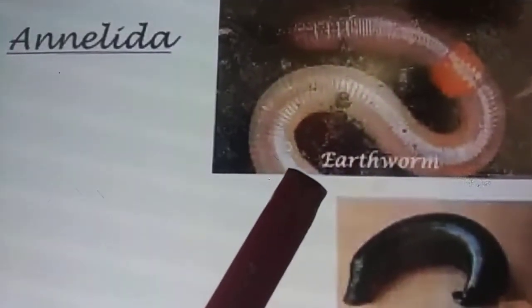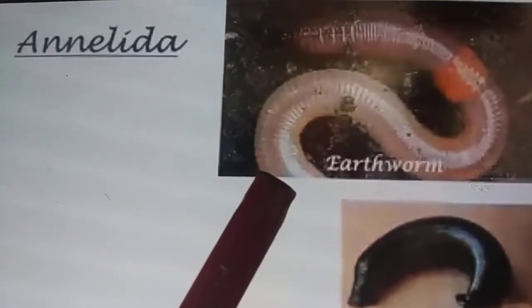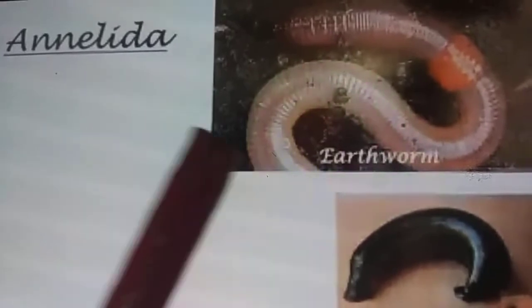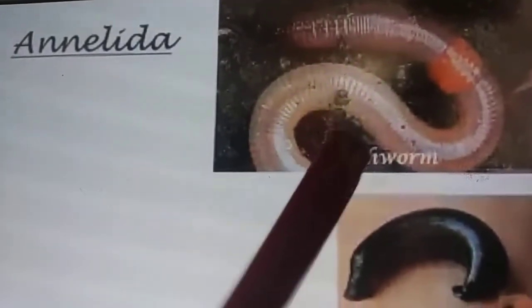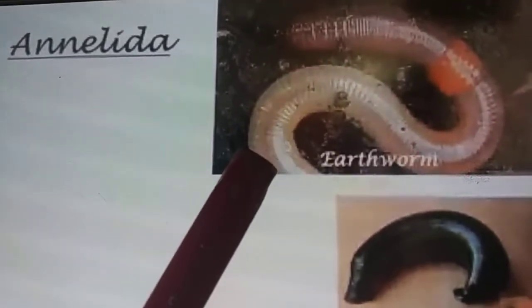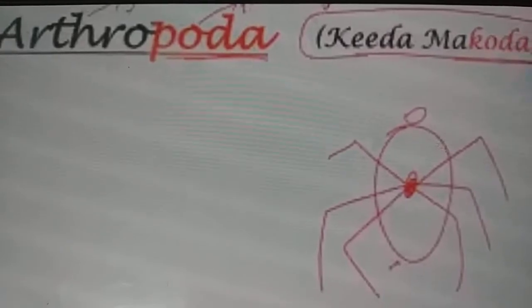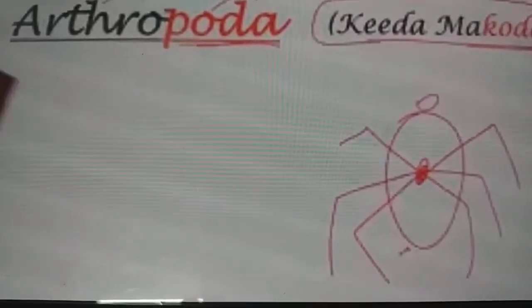Now one more thing you have to understand is that the male part and female part both are present in the same organism in this. There is no separate male and female in this. Both the male reproductive organ and female reproductive organ are present in the same organism. Those are Annelida. Here the next phylum is Arthropoda.